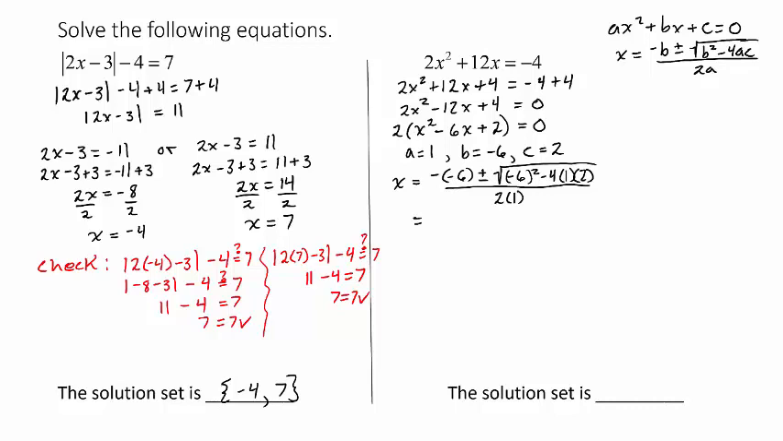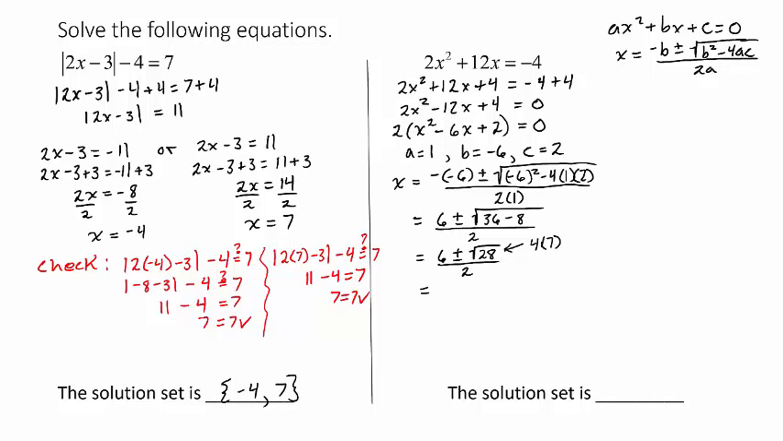Okay, so let's clean this up. We're going to have positive 6 plus or minus the square root of negative 6 squared is 36, and 4 times 2 is 8, right? All over 2. Then we have 6 plus or minus 36 minus 8 is 28, right? So we have plus or minus the square root of 28 over 2. Now, does 28 have any factors that are perfect squares? Well, 28 is 4 times 7, right?